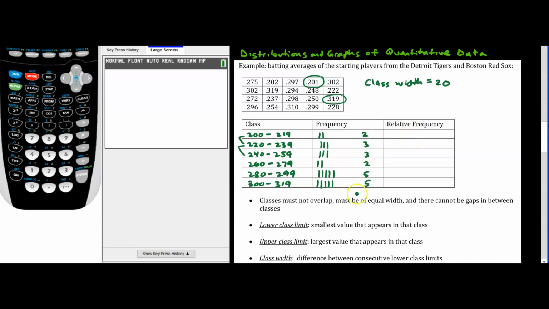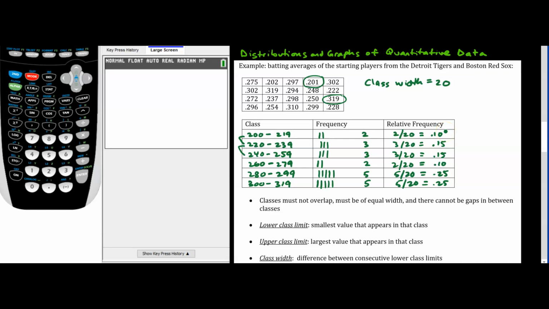And so if we just took all of our frequencies and divided by the total of 20, we get relative frequencies. So 2 divided by 20 is 0.1, 3 divided by 20, 0.15. We have another 0.15. We have another 0.1, and we have two 0.25s. And remember, those relative frequencies should all add up to 1. So we have 0.5, and then 0.75, and another 0.25, so that does add up to 1.